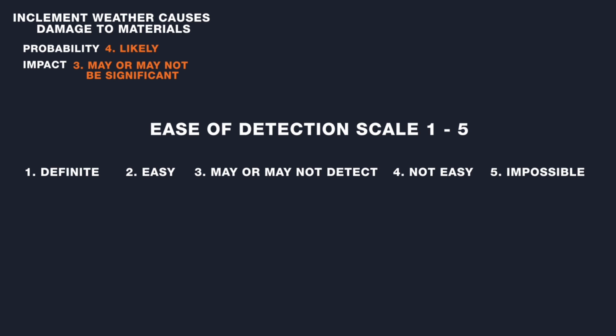We do have the ability to see weather forecasts in advance of inclement weather. This would give us time to get materials covered or protected. Most of the time, these forecasts are fairly accurate. We could select a 1 or 2 for ease of detection. Since forecasts are not always accurate, selecting a 2 would make sense.